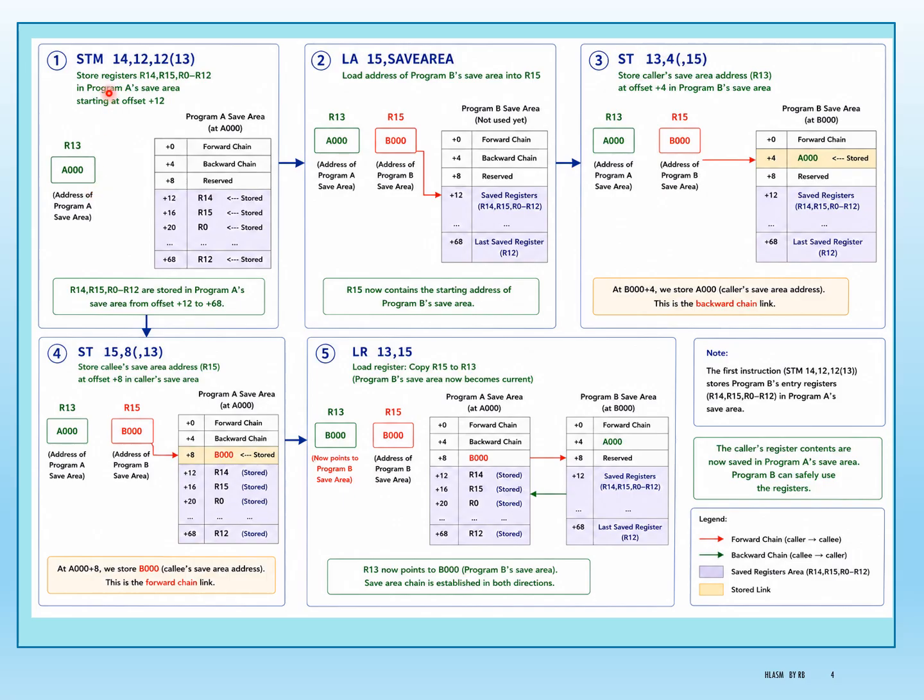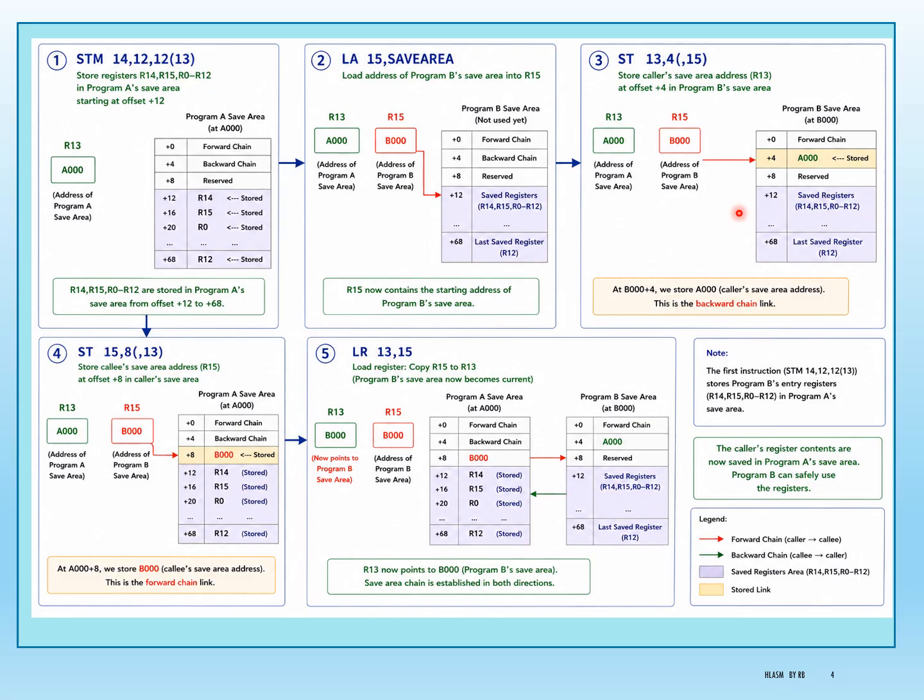What does my register 13 contain? A000. So my register 13 contains the address of the save area of A. Register 15 contains the save area address of program B, which is, say, B000. It could be anything; for our easy convention, we are doing it. So right now register 13 is pointing to the save area of program A, and register 15 is pointing to the save area of program B. Now what we are doing is, we say, cross pollinating.